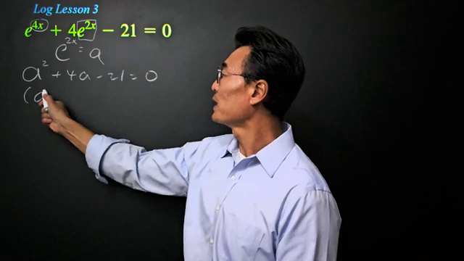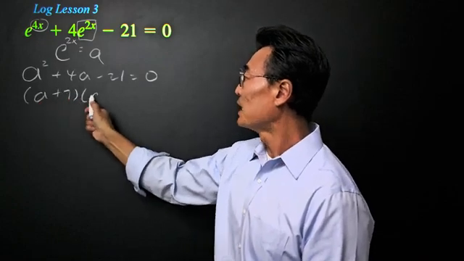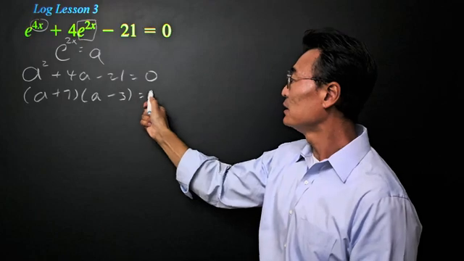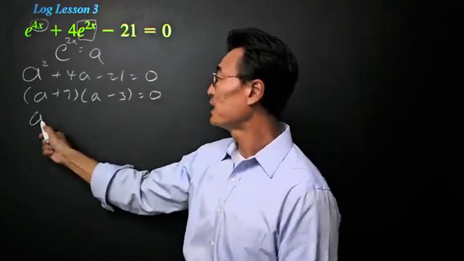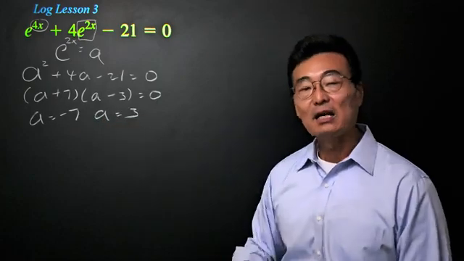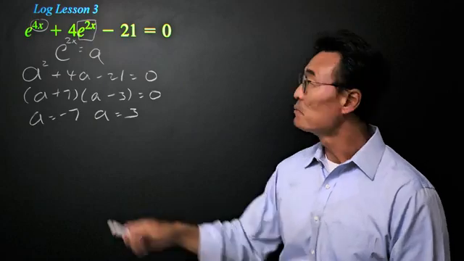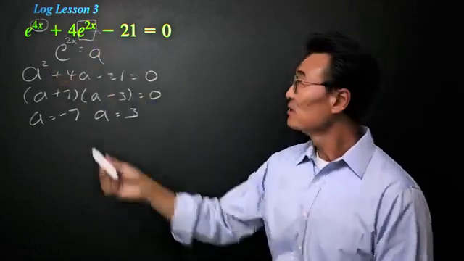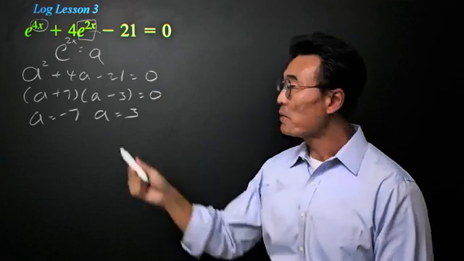So if we factor this, we get a plus 7 times a minus 3 equals 0. Solving for a, we get a equals negative 7 or a equals 3. However, we're not finished. We're not solving for a. Remember, we're solving for x. So I'm going to go ahead and plug e to the 2x back in for a.